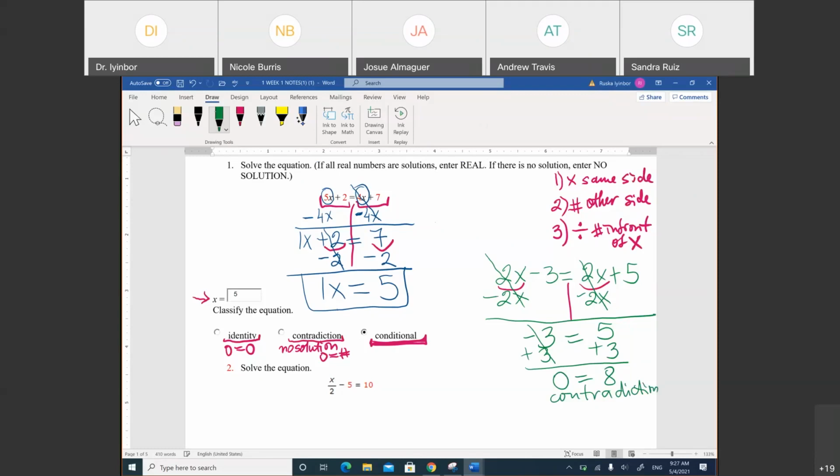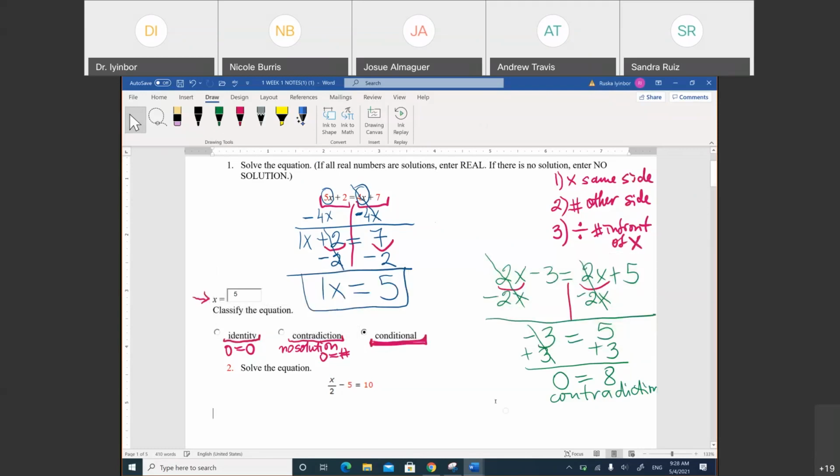Everybody understand that? So if you get 0 equals 0, it's going to be identity. Okay? So these are the types of equations. There are 3 types of linear equations: identity, contradiction, or conditional. Okay? So now we're moving to number 2.